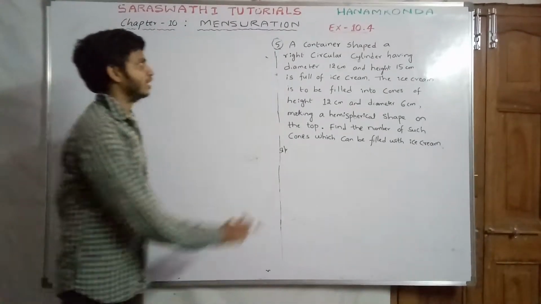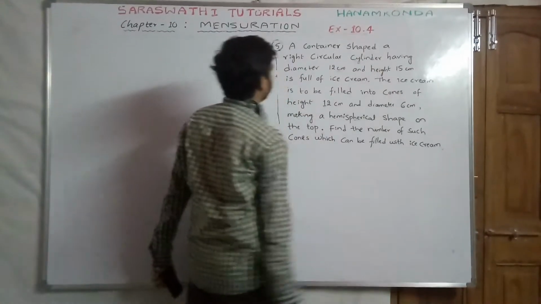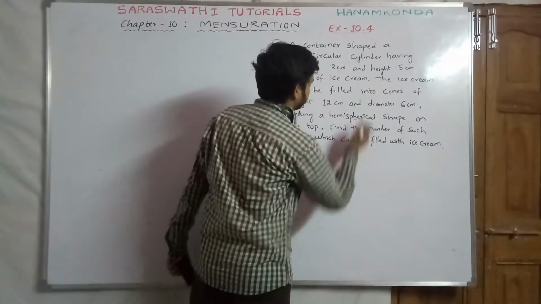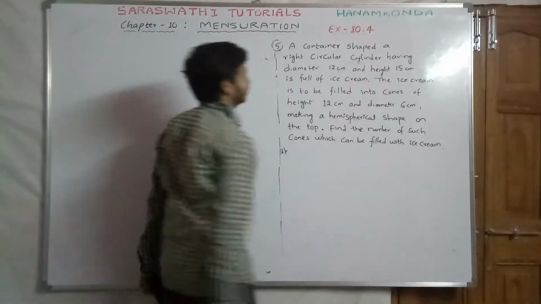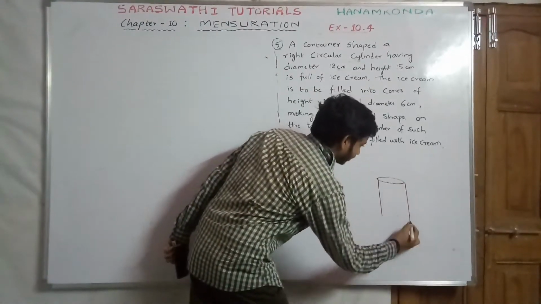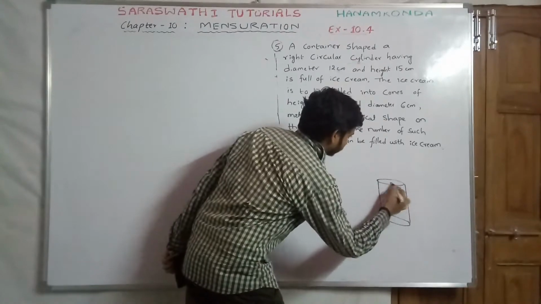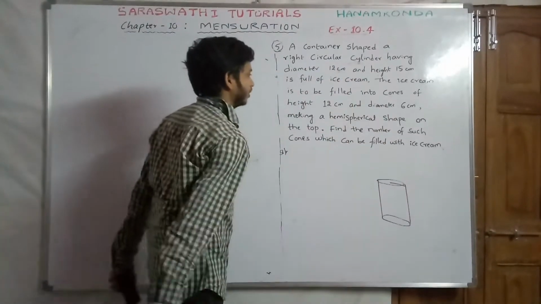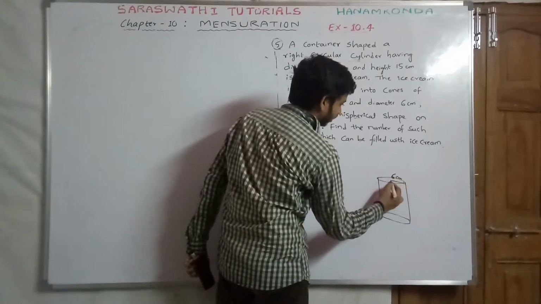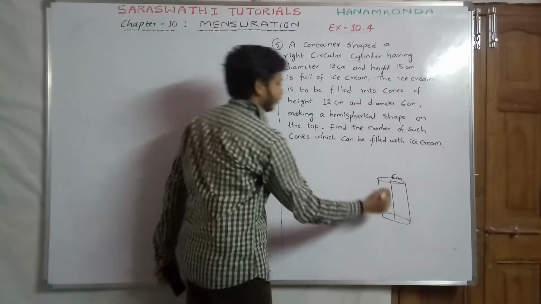So the next question is: a container shaped like a right circular cylinder, having diameter 12 centimeters and height 15 centimeters, is full of ice cream. So the container is in the shape of a right circular cylinder. The diameter is given as 12 centimeters. That means the radius is half of the diameter, so the radius is 6 centimeters. The radius of the cylinder is 6 centimeters and the height is given as 15 centimeters.